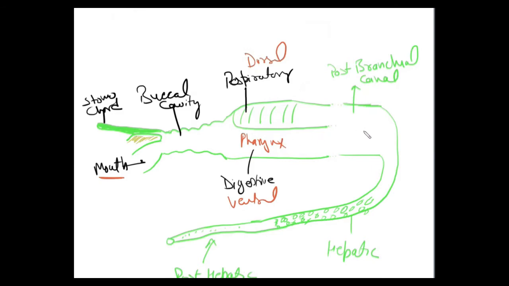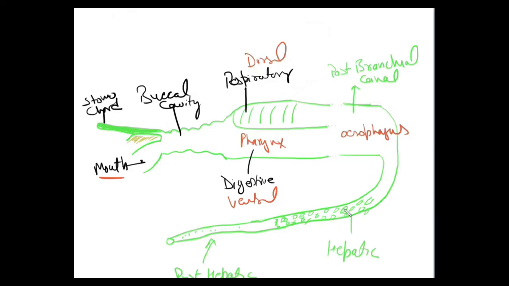The pharynx leads into the esophagus, in which the portion related to the dorsal respiratory surface is known as the postbranchial canal. This is the postbranchial canal. This is the esophagus. It leads into the intestine. It occupies the trunk region of the animal. In the hepatic region, the dorsal surface of the intestine produces numerous circulations known as the hepatic ceca. These are the hepatic ceca.